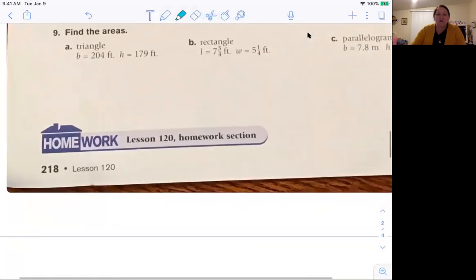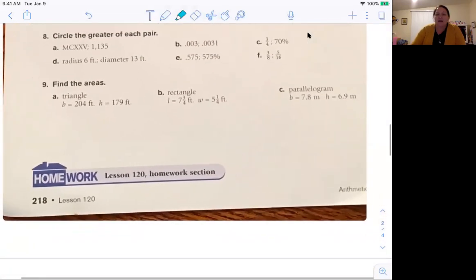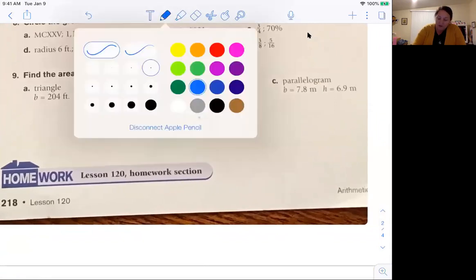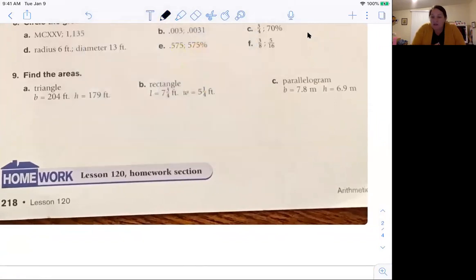But I would like you to go to the bottom of this page. It says find the areas. Area means we have to have square measurements. But before we do that, we want to know our formulas. What is the formula for the area of a triangle? Area equals 1/2 base times height. And my answer is going to be in square feet because I'm finding area.